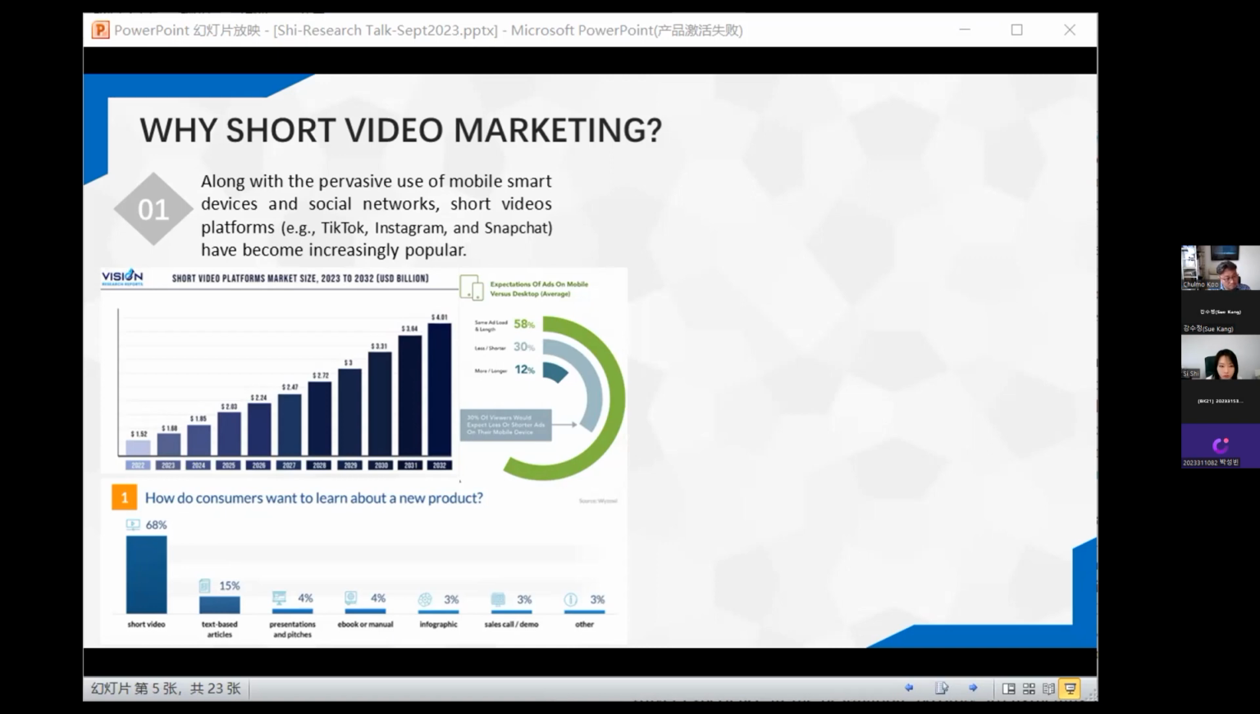short video platforms. And also, some marketing reports show that nowadays most customers expect advertisements to be shorter on mobile platforms, and almost 70% of customers want to learn about new products through short videos. So in such a case, we can see that short videos have the potential to contribute to marketing effectiveness. And so how is the effect in the tourism context?